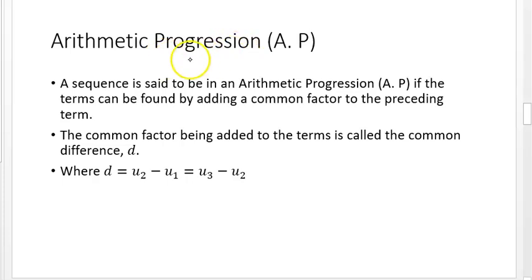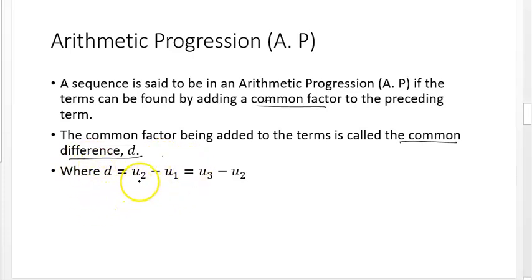So let's look at AP, arithmetic progression. A sequence is said to be in an AP, or arithmetic progression, if the terms can be found by adding a common factor to the preceding term. The common factor being added to the terms is called the common difference. Say it, common difference D.